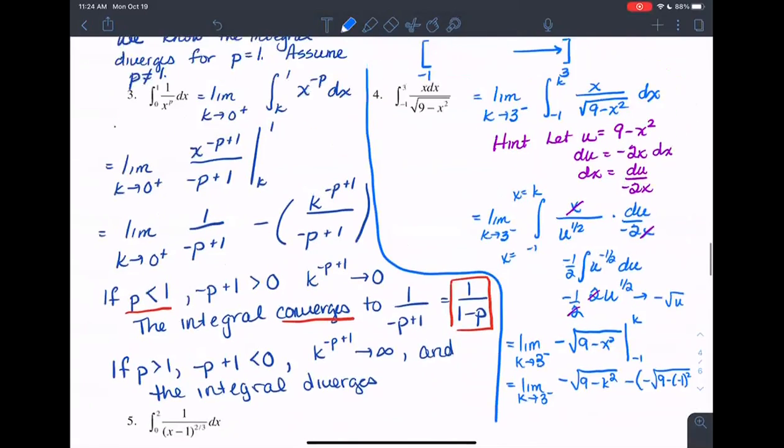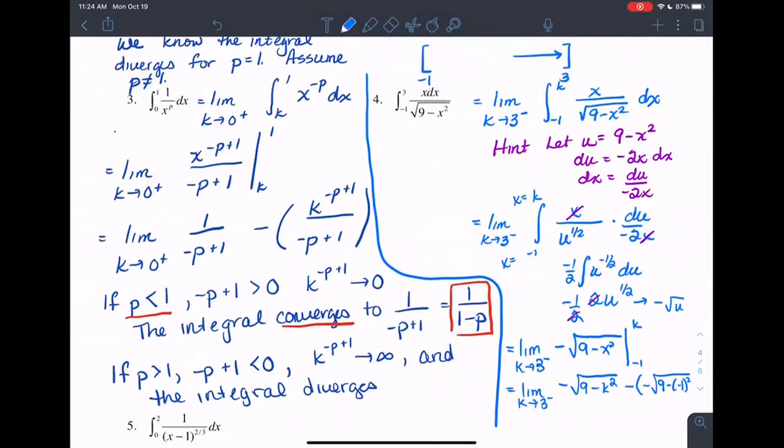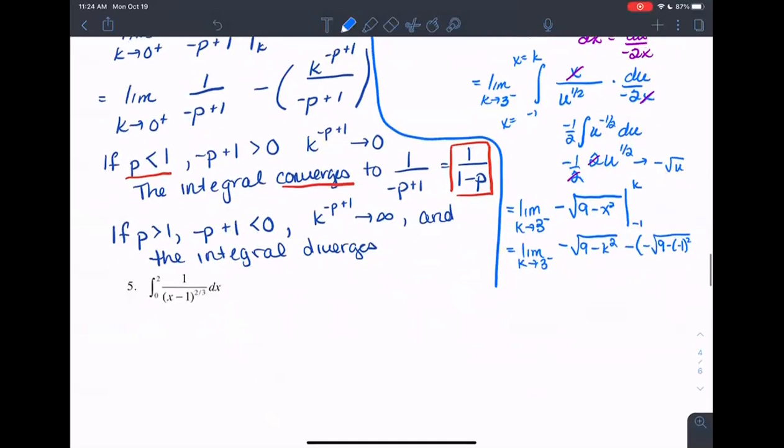Oops, hit my down arrow there. I can't close that parenthesis because I'm just off too far to the side of my page. But I think we're pretty good here because notice that as k approaches 3 from the left, that first term heads to 0. And that second term, we've got a minus minus, so it's plus square root of 9 minus 1. -1 squared is +1. And so that's the square root of 8.